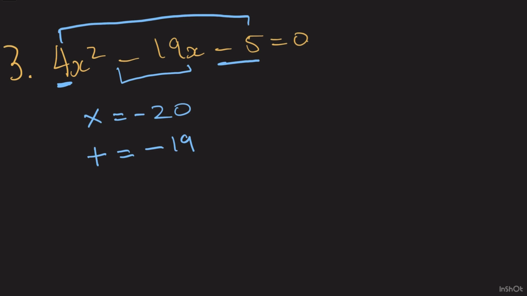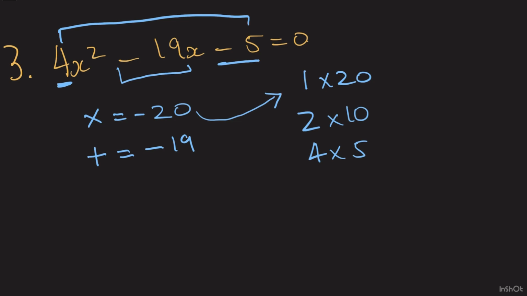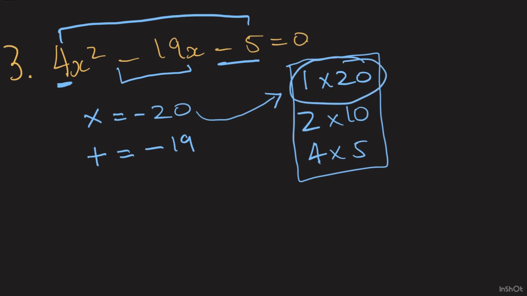Now let's see which two numbers times together to equal minus 20. Instead of saying minus 20, we're just going to say 20, just to make it easier. So we go 1 times 20, 2 times 10, 4 times 5, and we'll stop here. Now we have to look at each one of these pairs of numbers and see which one would get us minus 19, and it would be 1 and 20, because 1 minus 20 equals minus 19.